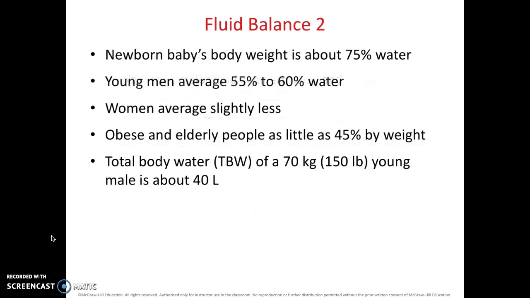So as you guys know, just because you guys are all presumably human, humans have a lot of water. A newborn baby is about 75% water by weight, with men having more water, and that's because they have more muscle, women having a little bit less than males, and obese or elderly people having even less. So the total body weight of a 150-pound male is about 40 liters of water, which is quite a bit of water.